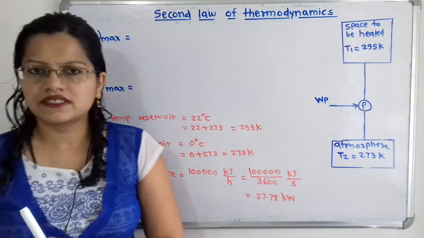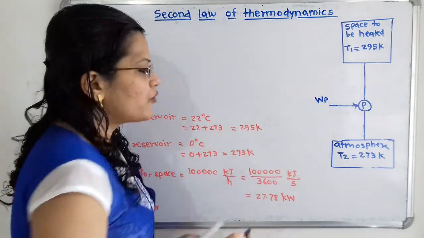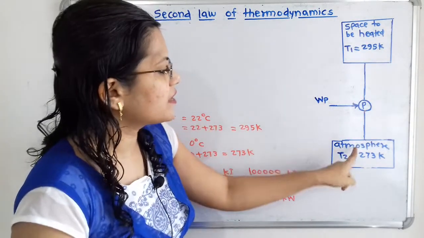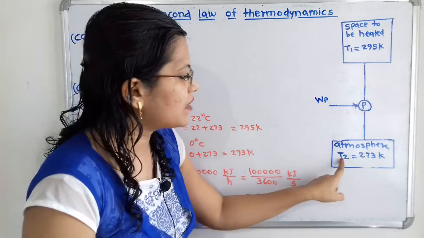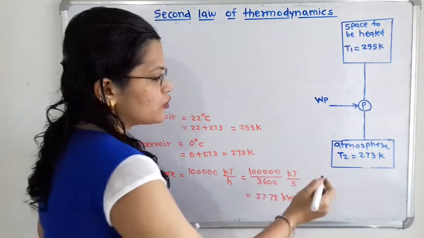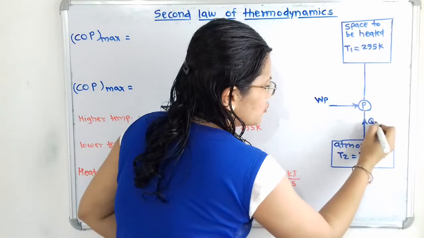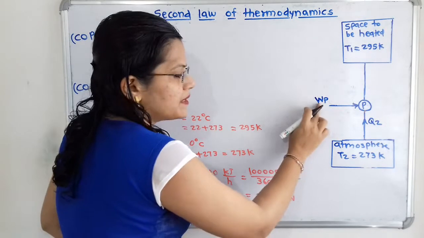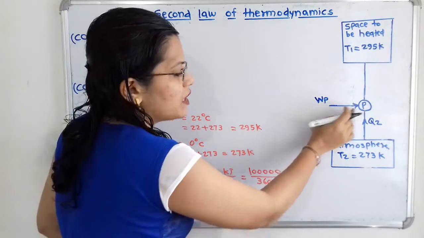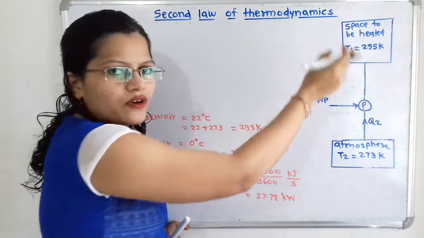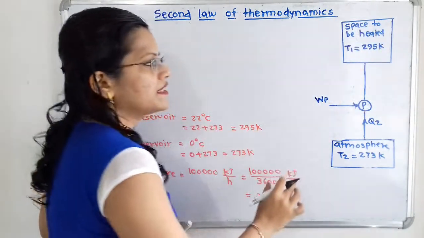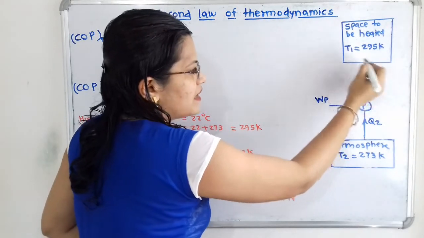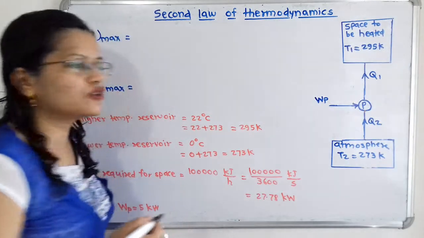at 22 degrees Celsius. So here is how we can draw the heat transfer. Heat is extracted from the atmosphere, which is at temperature T2. So we show the heat transfer Q2 being extracted from the atmosphere. The work input to the pump is WP, and with the help of this work input, heat is delivered to the space to be heated at a temperature of 295 Kelvin. Here the temperature is T1, so the heat transferred is Q1.